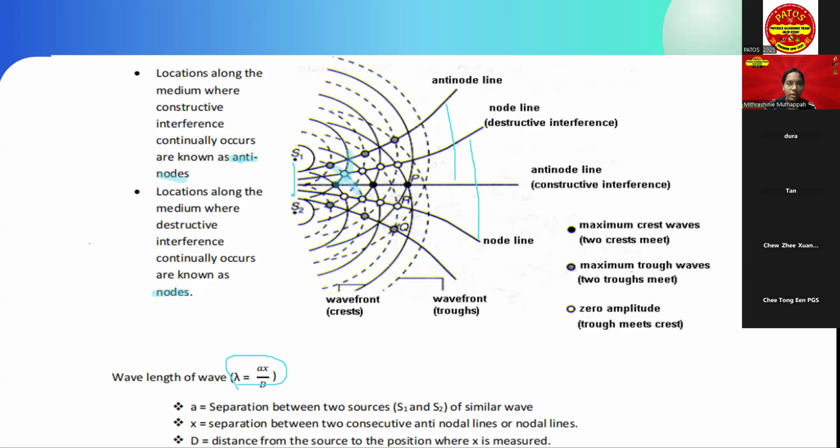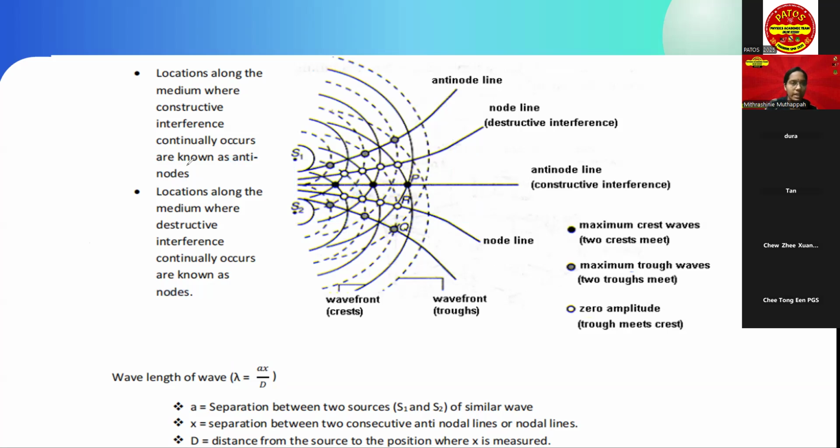Let's say we measure our x over here and our a is over here. So the d will be the distance between our a measured and our x measured. Okay, is everyone clear? Okay, let's move on.